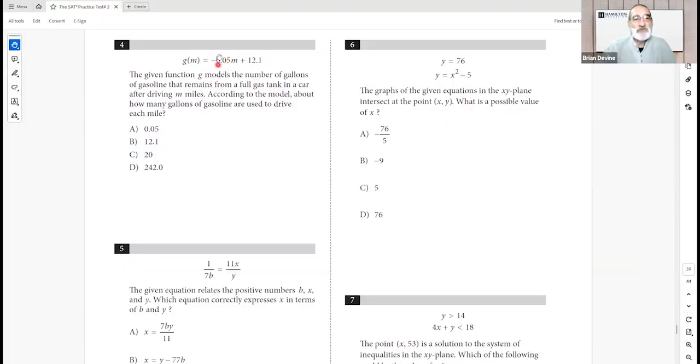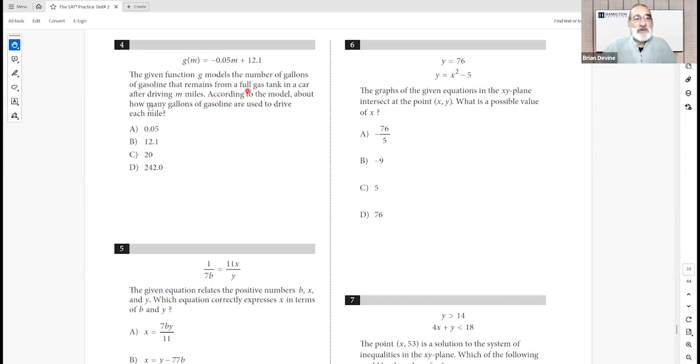Question 4, we're given a linear function. The slope is negative 0.05 times m plus 12.1. And we're given the premise that the function g models the number of gallons that remains from a full tank. So when we haven't driven any miles, a full tank must be 12.1.